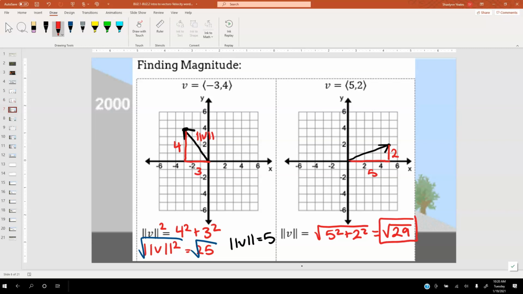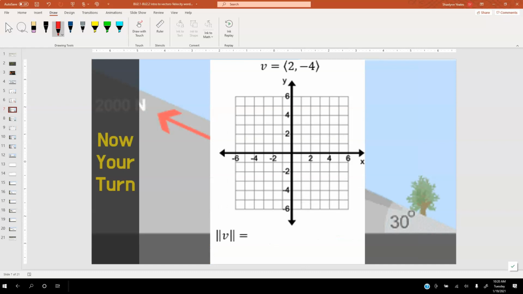Okay? Now I want you guys to go ahead and give it a shot. Do this one here, draw the vector, and find the magnitude.